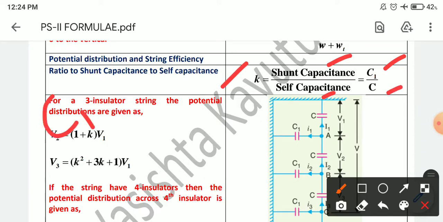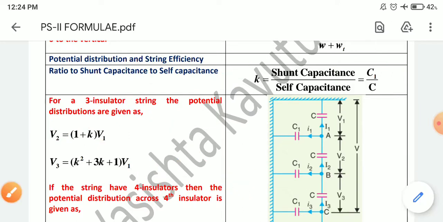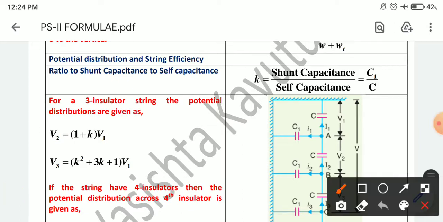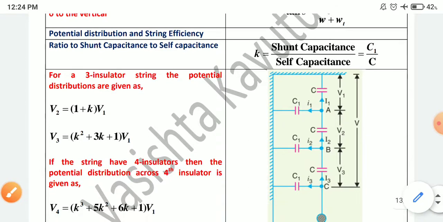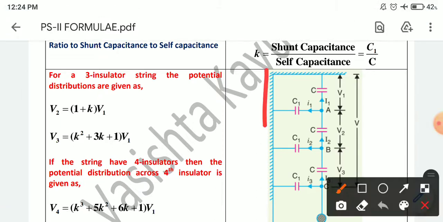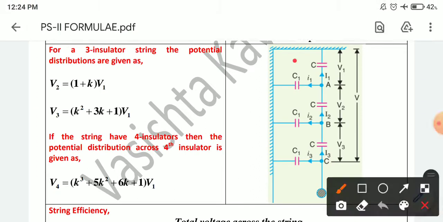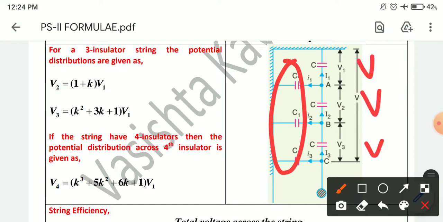So C1 is equal to K into C, where K is a fraction, its value may be 0.1 or 0.2 or 0.3, whatever it may be. So shunt capacitance is some fraction of the self capacitance. Shunt capacitance is mainly due to the formation of capacitance with earth or tower. Okay. In the absence of this shunt capacitance, the voltage distribution across all the discs will be uniform. That means all the discs share the same amount of voltage.